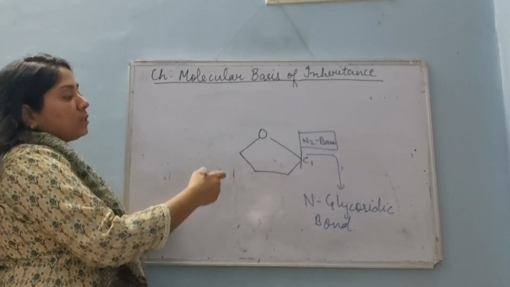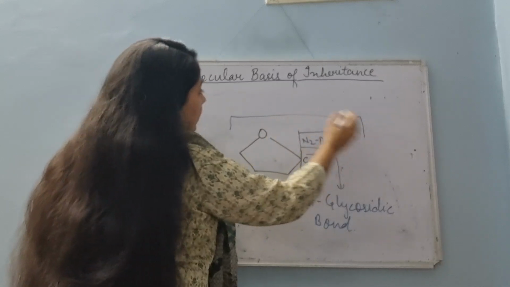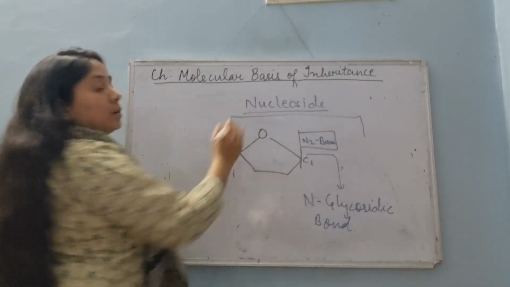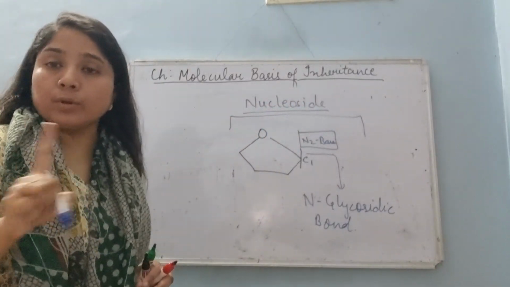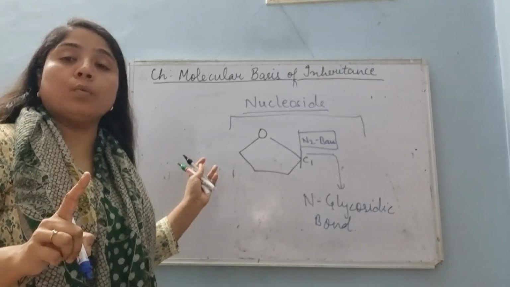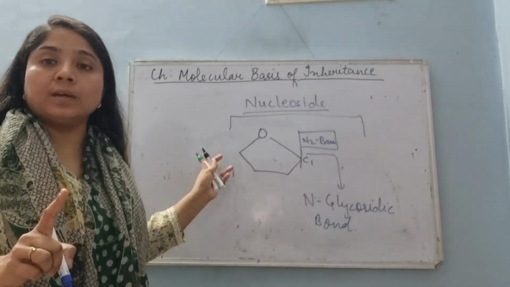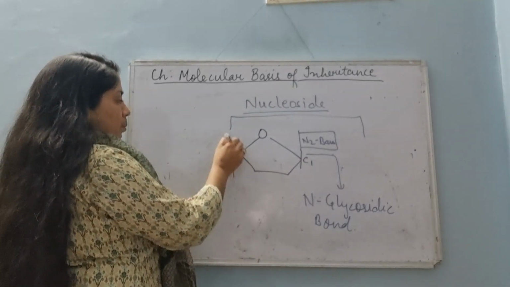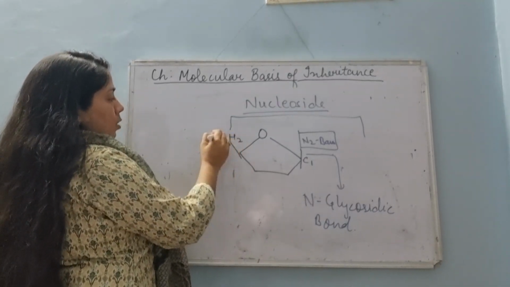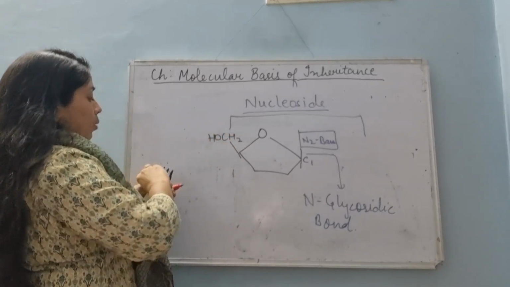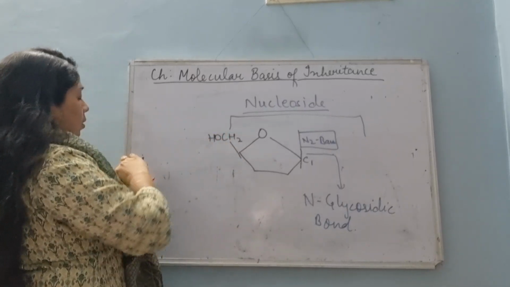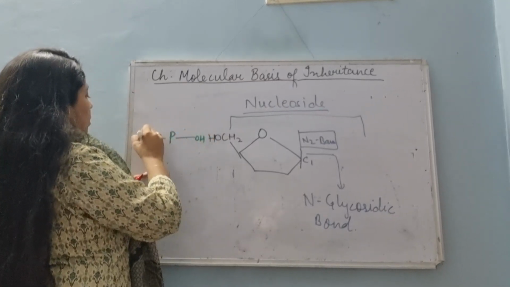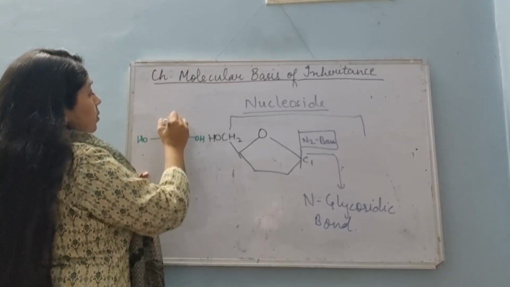This structure which is in front of you is called nucleoside. It is not nucleotide, nucleoside. Now we will form a nucleotide by adding phosphoric acid on carbon number 5 of pentose sugar. This is carbon number 5 of pentose sugar, CH2OH, and we are going to attach phosphoric acid on it. This is phosphoric acid: OH, OH, OH, O.